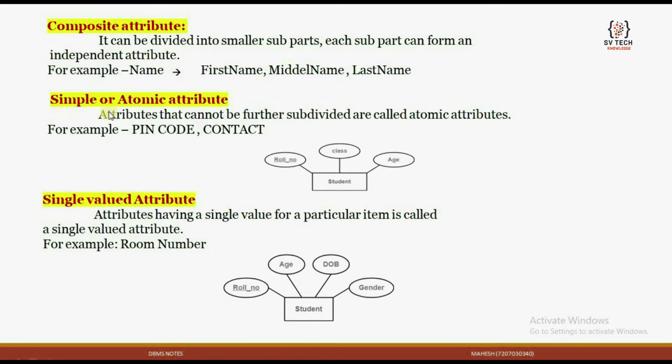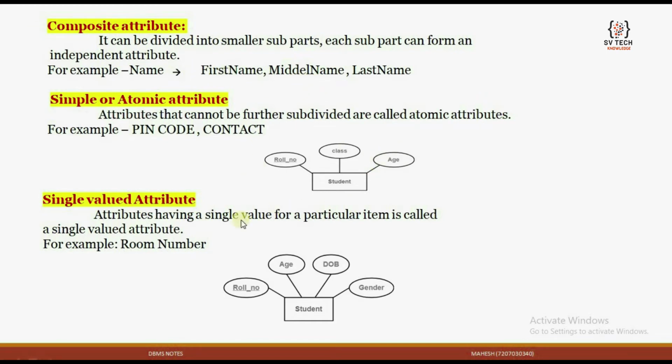Next one, simple or atomic attribute. This is quite opposite to the composite attribute, which cannot be divided further. Suppose pin code is an example for a simple attribute which cannot be divided again. Suppose student is an entity which has roll number, class and age. So these roll number, class and age, we are unable to divide again, like first name, middle name, last name.